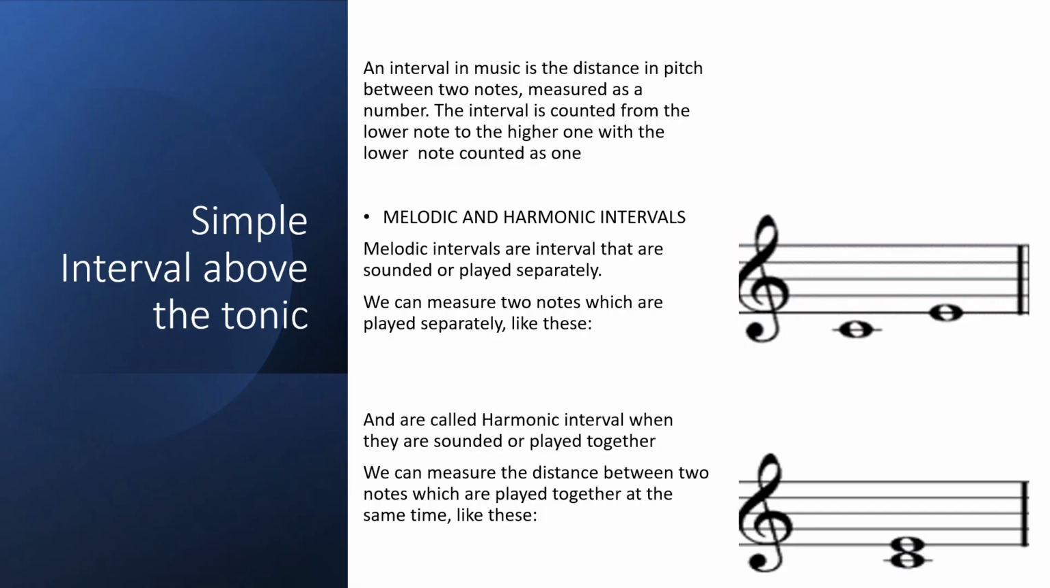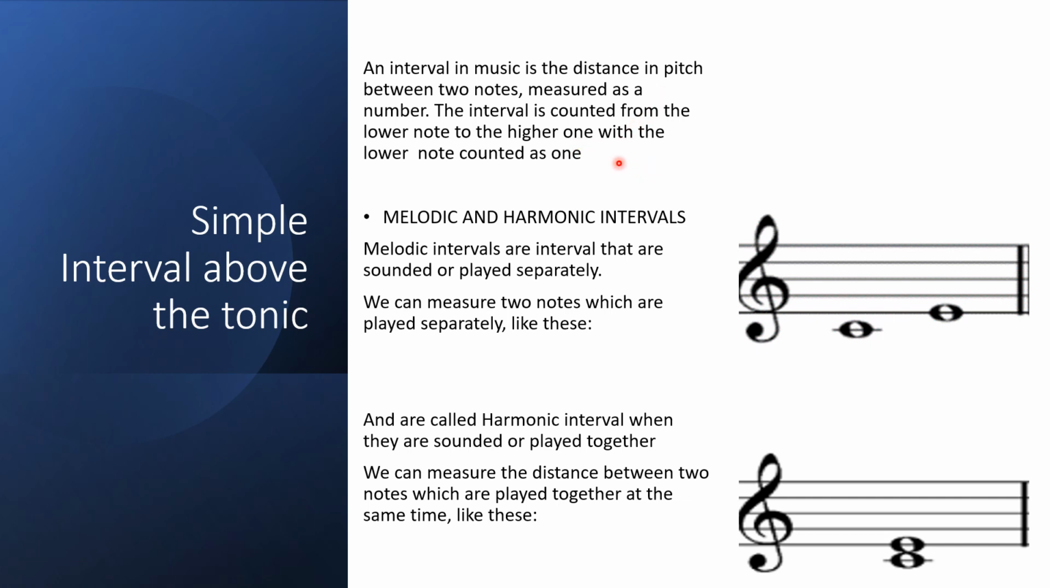So we'll move right into the second part of today's lesson, which is the simple interval above the tonic. Remember, a tonic is the first note, regardless of what key you are playing or singing in. An interval in music is the distance in pitch between two notes, measured as a number. The interval is counted from the lower note to the higher one, with the lower note counted as 1.